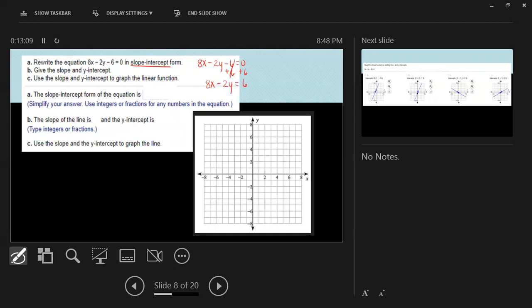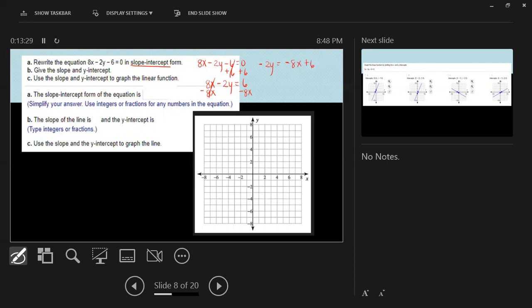All right, so the next thing I want to do is move that 8x over with the 6. And I'm going to do that by subtracting 8x from each side. Because it's positive, you do the inverse to move it. So that cancels out. So I'm left with -2y is equal to -8x plus 6.